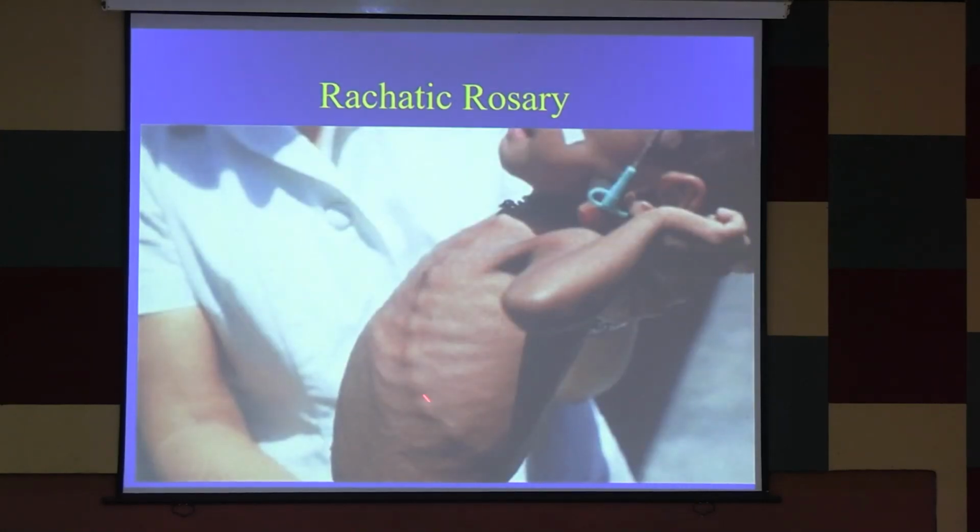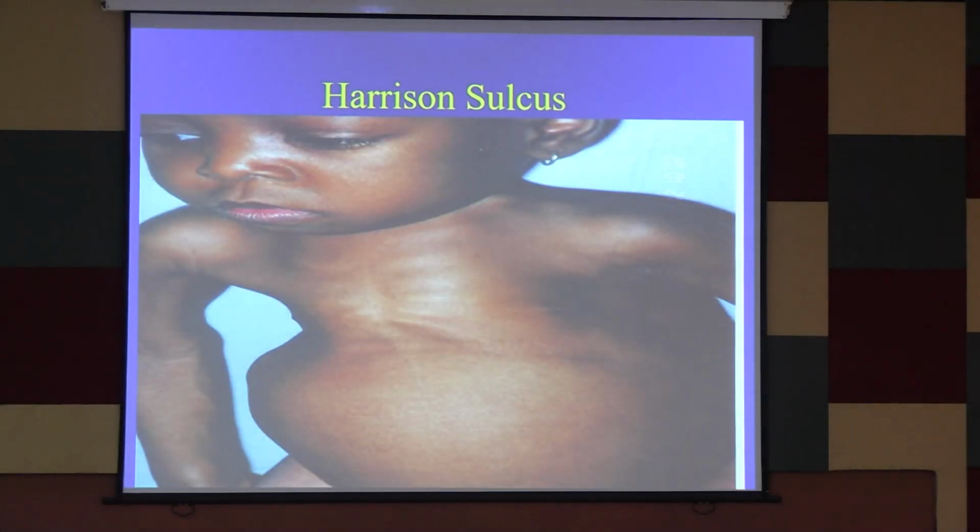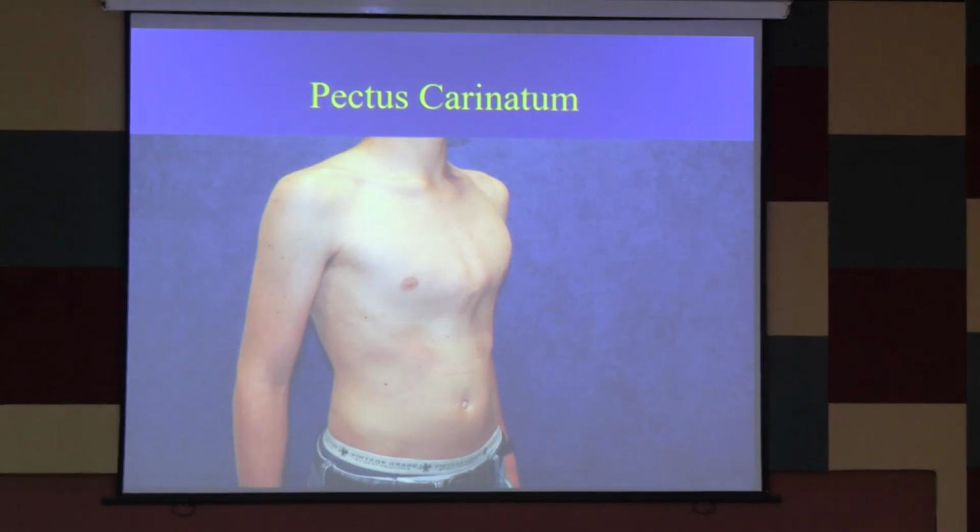See the rachitic rosary. All the beads are like a string of beads along the costochondral junction. The sulcus along the diaphragmatic attachment around the 6th or 7th rib. The pectus carinatum, the chest wall, the sternum is protruded anteriorly.